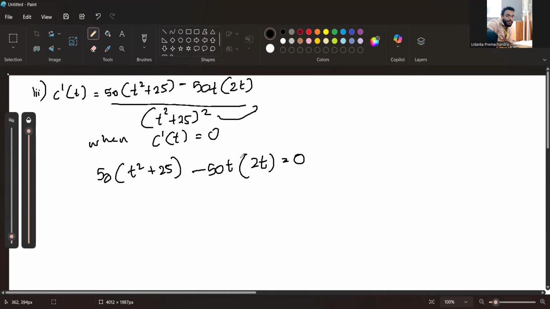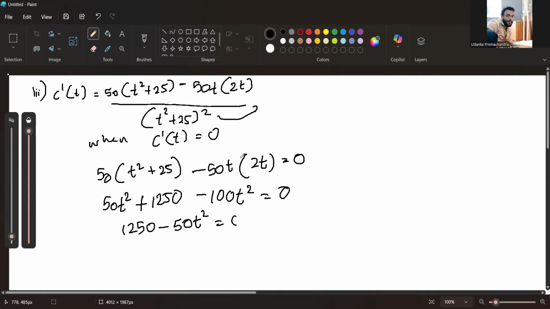So what can you write? Here 50t squared, and 50 into 25 is 1250. Here minus 100t squared equals 0. Plus and minus, it's minus. 1250 minus 50t squared equals 0.